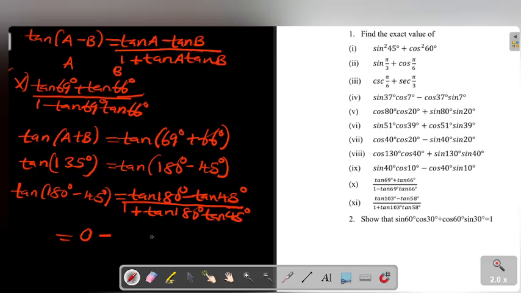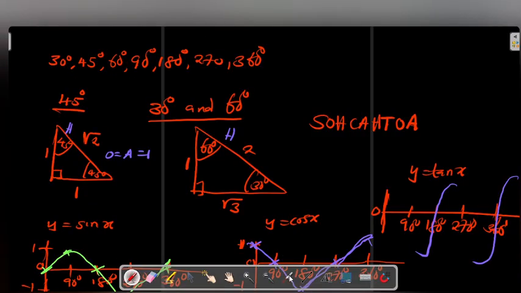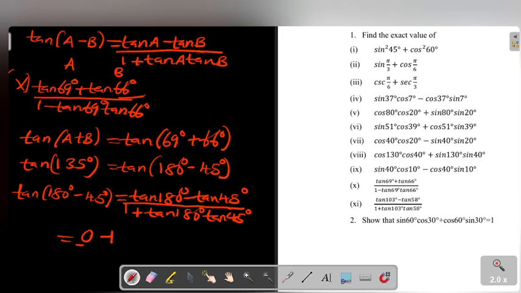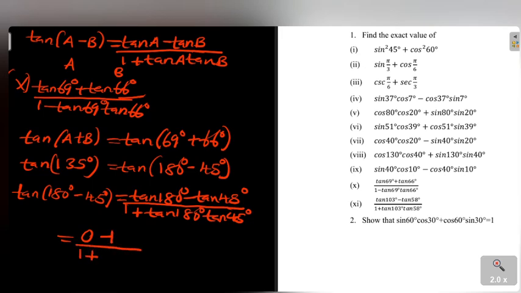Minus 45. How do we find tan 45? You move to this one. So tan 45 is the opposite over adjacent, which is 1 over 1, which is just 1. So here we have a 1, then over 1 plus tan 180, which we found to be 0, times tan 45, which we found to be 1. So 0 minus 1 will be negative 1 on top, then down it will be 1 plus 0 times 1, that's 0. So this is negative 1 over 1 plus 0, which is 1. So negative 1 over 1 is negative 1. So we can see that when you say tan 135, you should be able to get negative 1 without using a calculator.